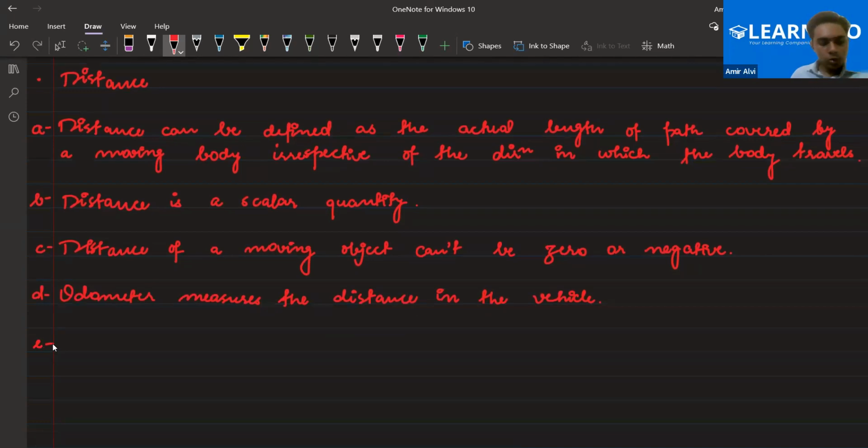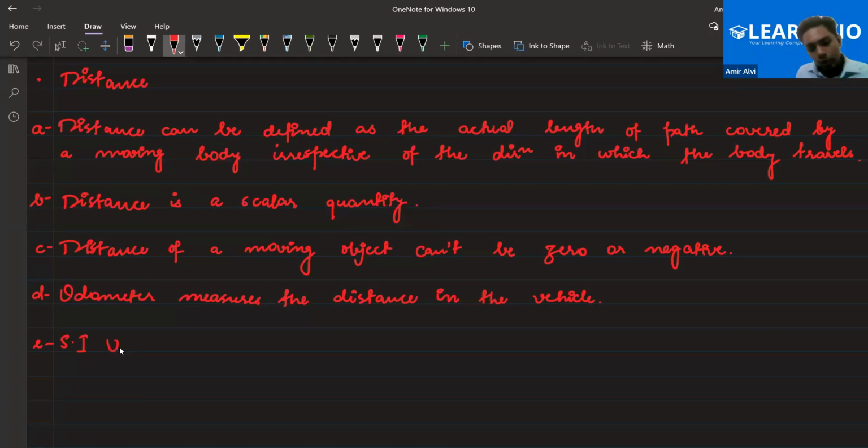So let's talk about the unit. Basically the distance is nothing but a length. The SI unit of distance is meter. SI unit is the International System of Units, which is accepted and followed worldwide.